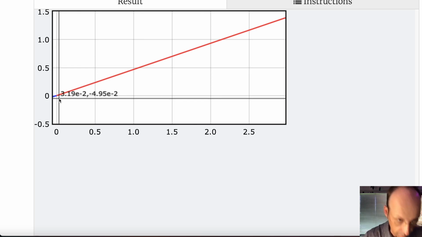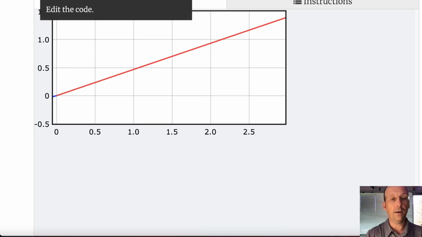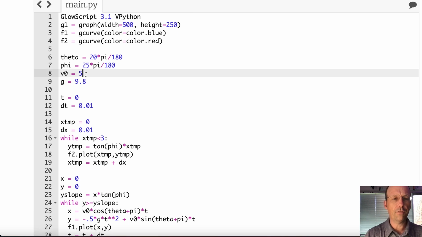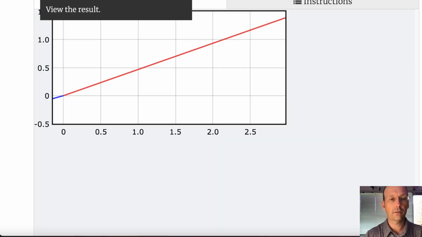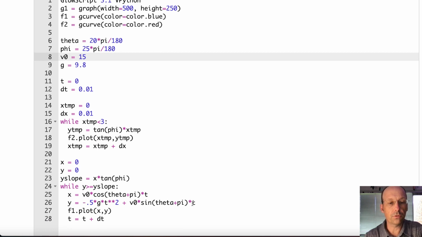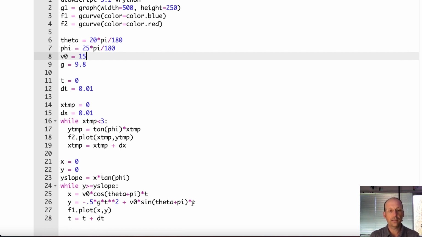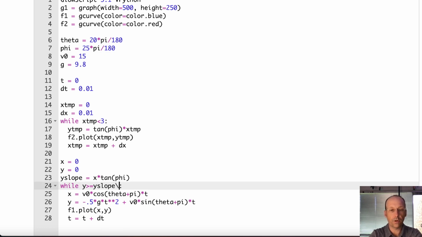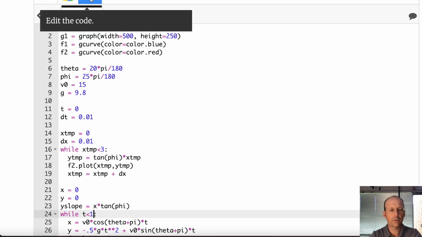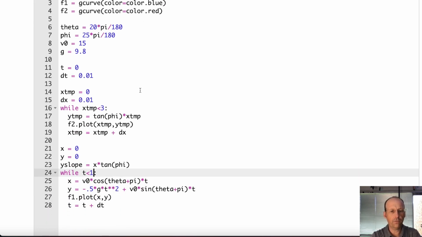Okay. So it didn't do it. It's way down here. Oh, maybe that's just because it didn't go very far. Let's increase the velocity, see what happens. So if I say the velocity of 15, still didn't go anywhere. Y slope is equal to x tangent of phi. Let's just do this, just to see if things are working. While t is less than 1, for 1 second. Okay, that worked. So that graph's weird. F2 dot plot, F1 dot plot. What happened to F2? Why is F2 all messed up?